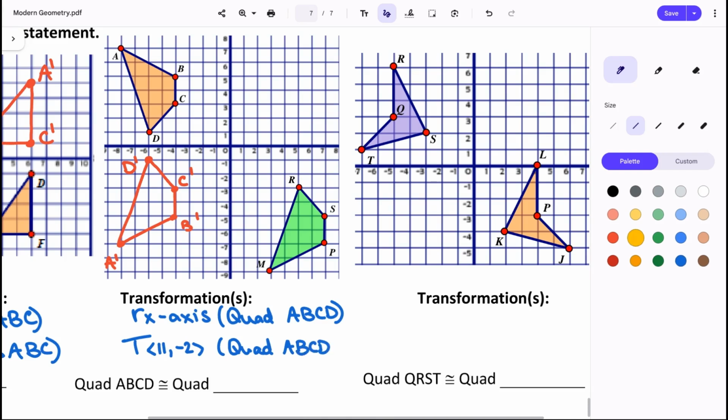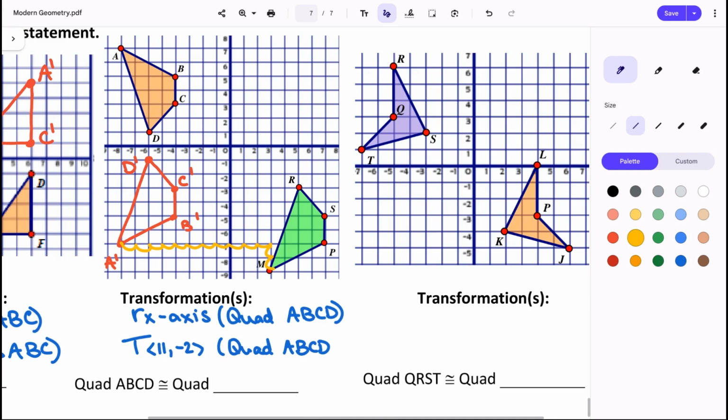Again, all we did there is we counted squares. So like A prime needs to land on M. So I went over 1, 2, 3, 4, 5, 6, 7, 8, 9, 10, 11, and then down 1, 2. That's where we got those numbers from.